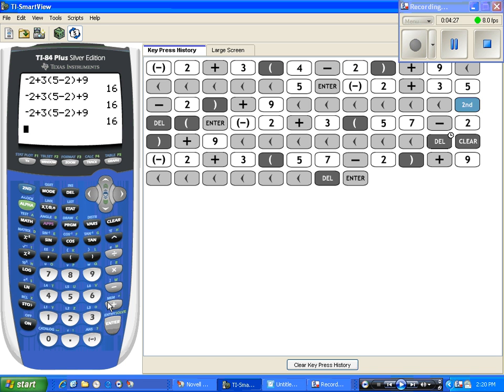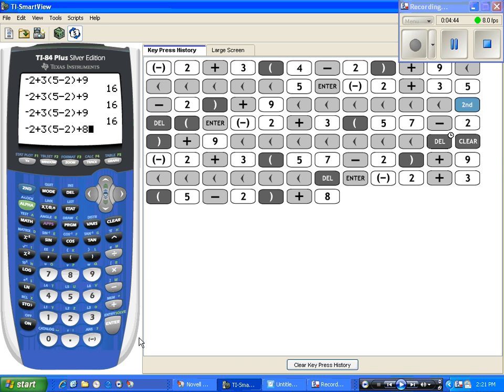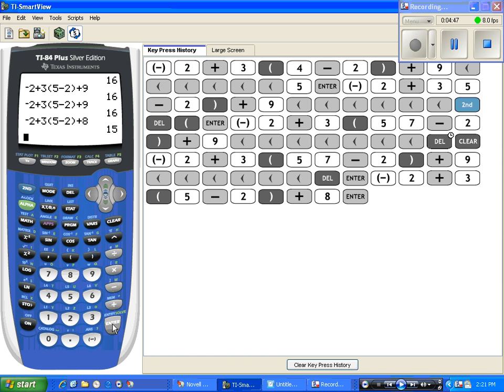Okay, now we're going to copy an entry. Negative 2 plus... okay, so this time I'm going to go ahead and hit enter. And now after I've hit enter, I've noticed I've made a mistake. So to go back, I can press second enter. That gives me entry. It brings back my previous typed entry, and now I can go back, make my repair, and hit enter.